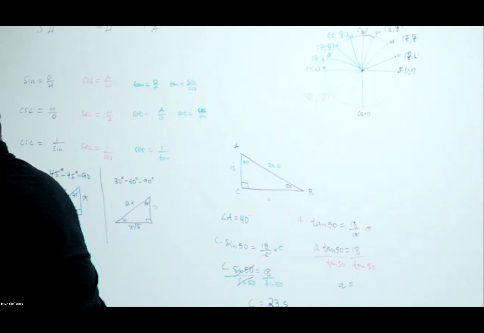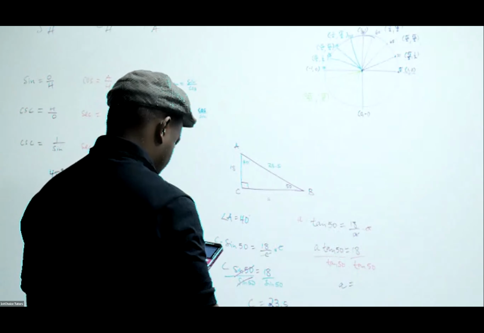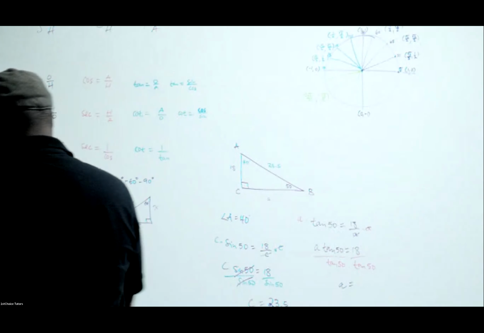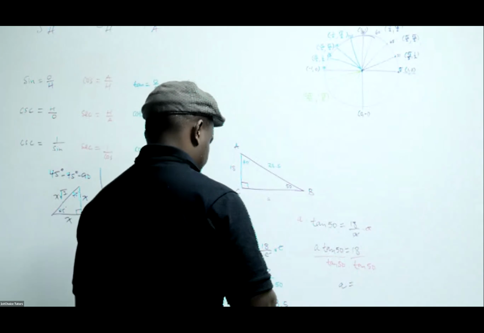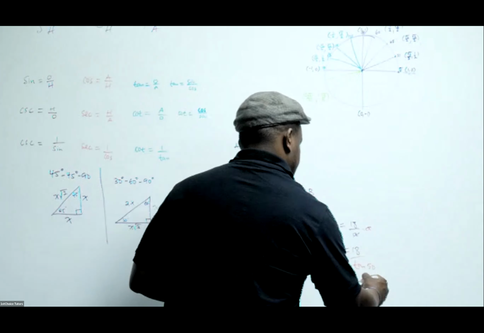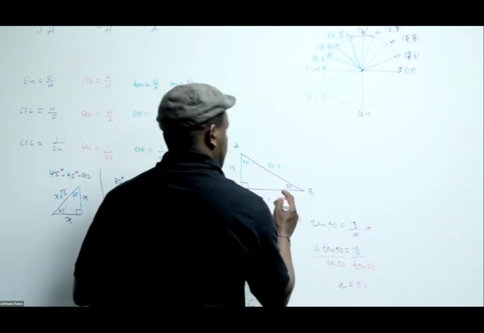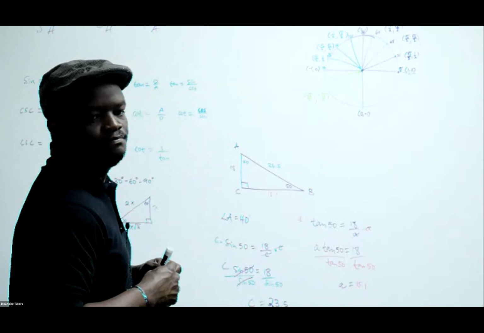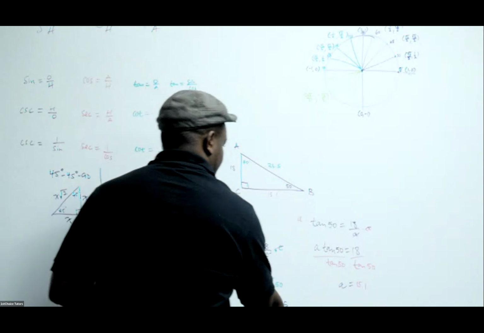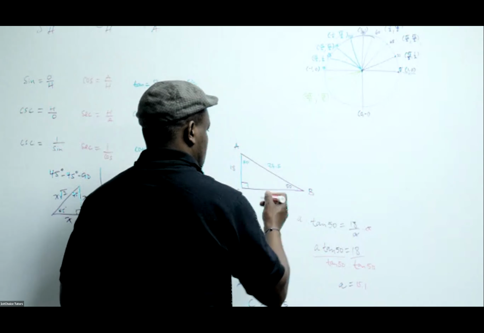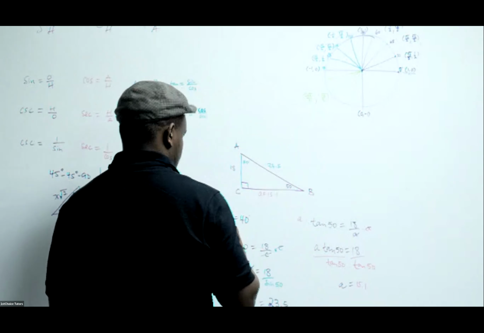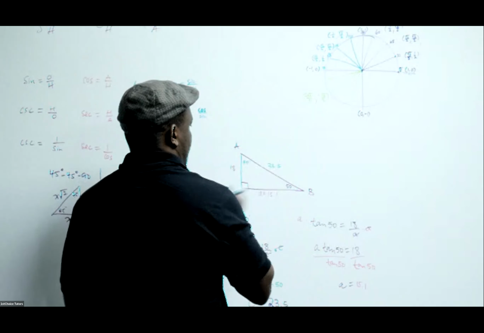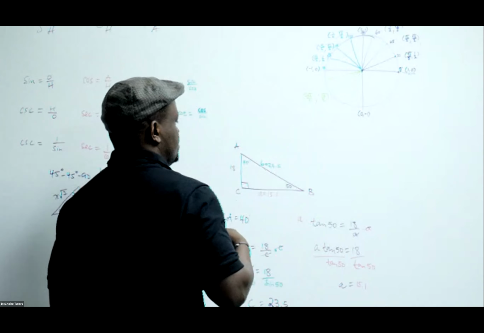Do 18 divided by tangent 50. That's 15.1. Good. So you've solved everything that was missing on the triangle. To write out your answers, you want to say lowercase a equals 15.1. Angle A is 40, and then side b is 23.5.